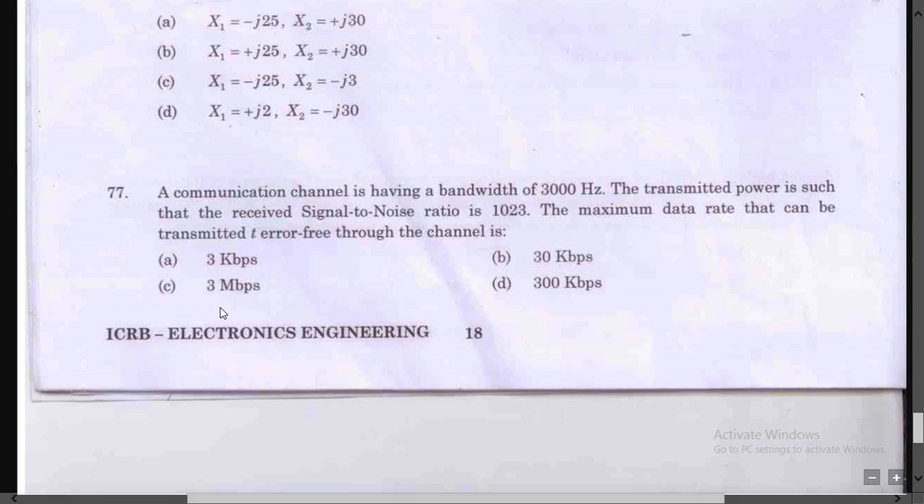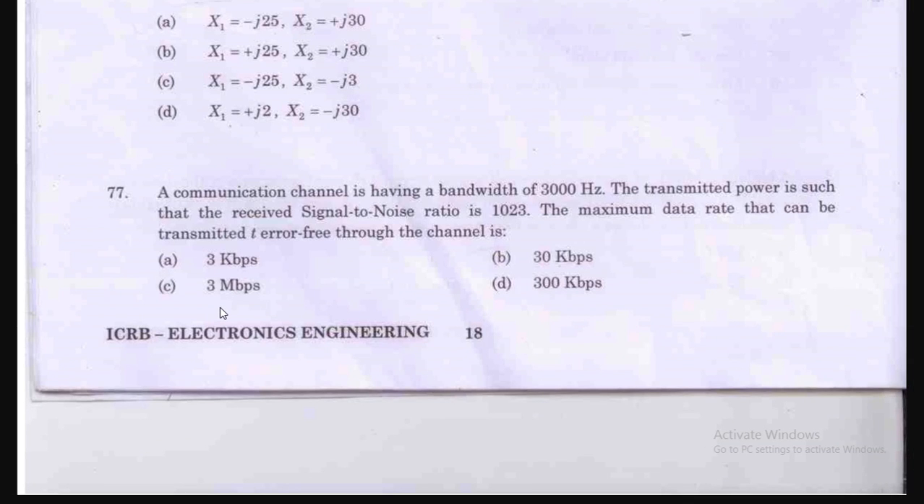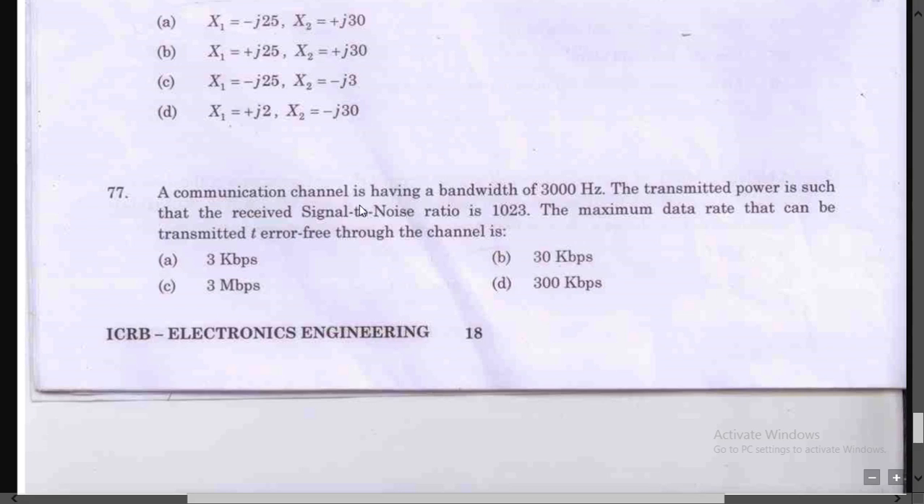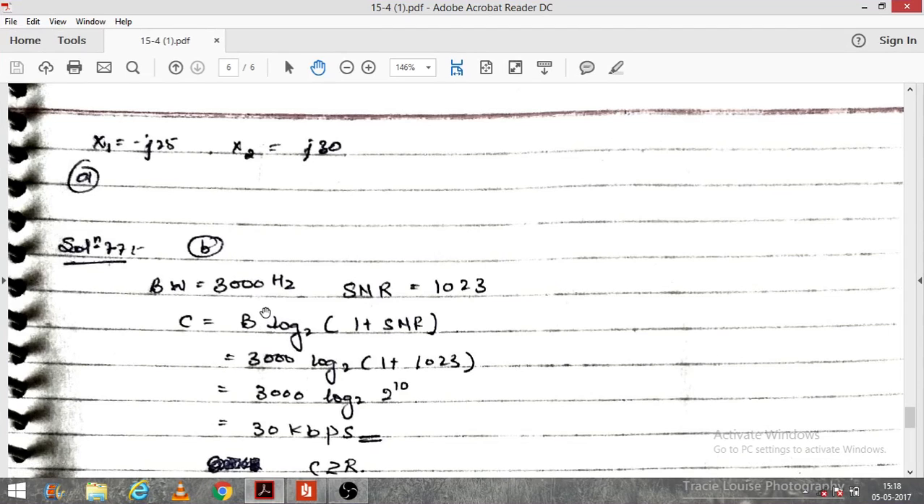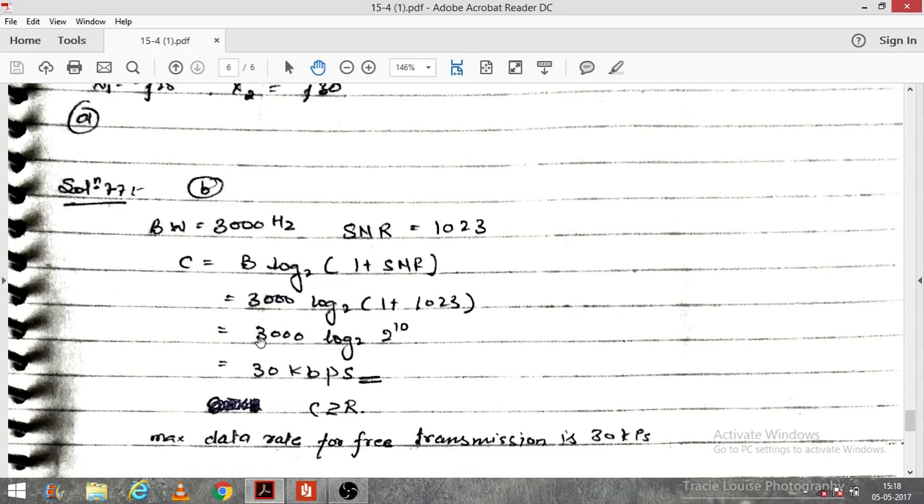We are given that bandwidth is equal to 3000 Hz, and the signal to noise ratio is 1023. We have to find the maximum data rate for error-free transmission through the channel. We know the Shannon-Hartley equation, in which the capacity of the channel is equal to bandwidth times log base 2 of (1 plus SNR).